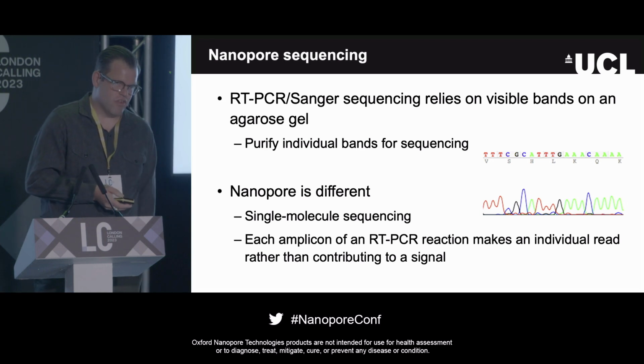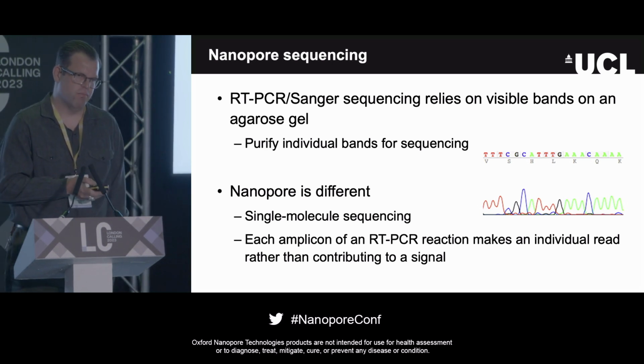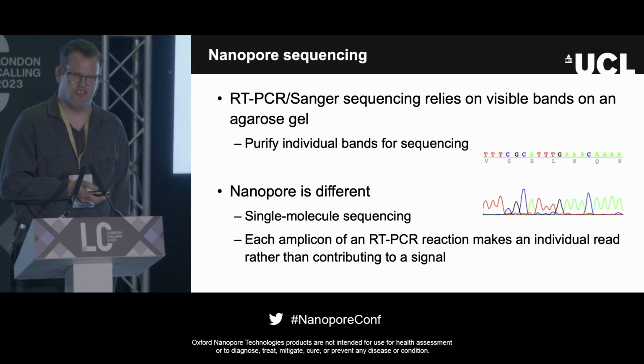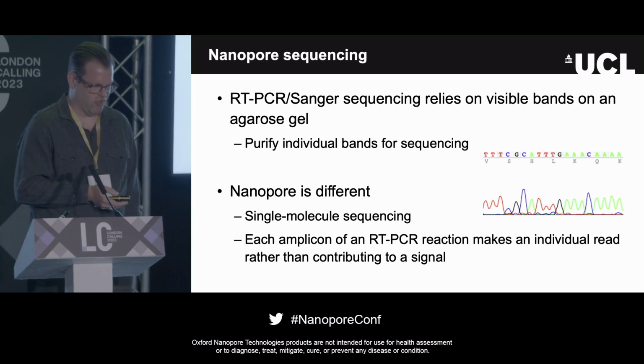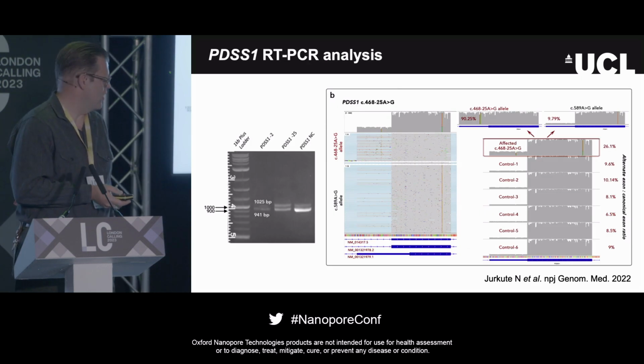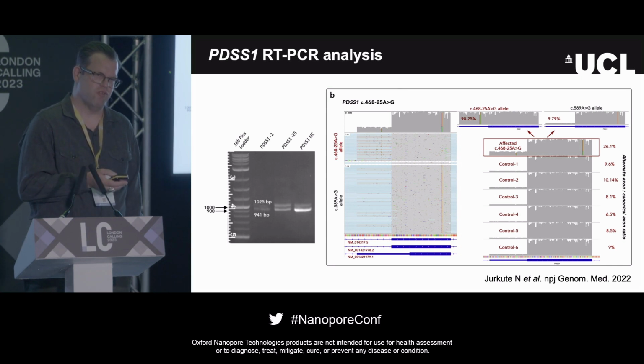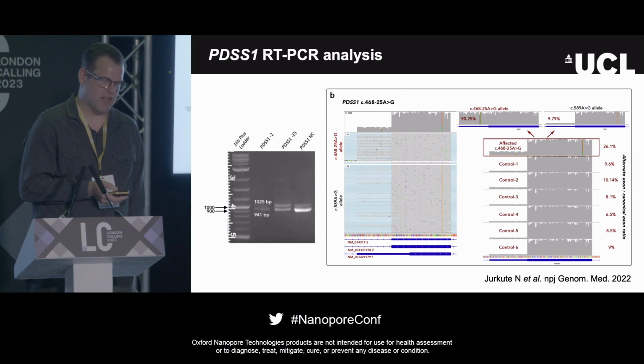So nanopore sequencing is a bit different. We aren't relying on a signal strength high enough to be able to detect an electropherogram or an agarose gel. With nanopore sequencing, if you've got one molecule of your transcript in your tube, you'll get one read from that transcript. And so we're able then to capitalize on that and use nanopore sequencing with RT-PCR for our specific non-expressed genes and characterize the effect of those variants.